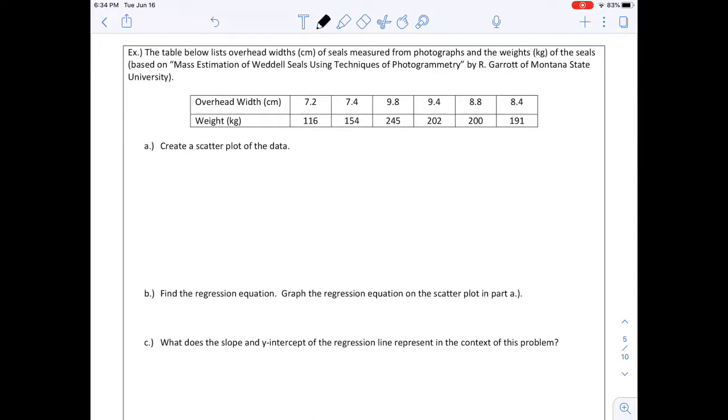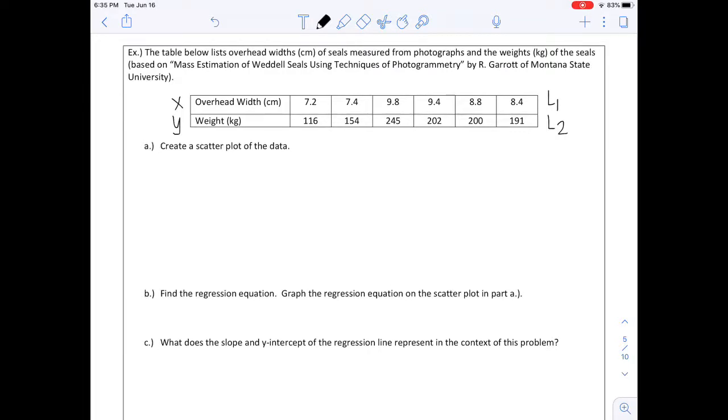The next example says the table below lists overhead widths in centimeters of seals measured from photographs and the weights in kilograms of the seals, and the study is listed there if you want to look into it. And so we have a table here that's going to be your overhead widths in centimeters and your weights in kilograms. This is going to be our X values and our Y values. Your book, and also My Open Math, is always pretty much going to have these listed in the same order as they would in an algebra class, which is always your X value first and then your Y value second. And so we need to take a second and enter these numbers into L1 and L2. And from that, we can make a scatter plot.